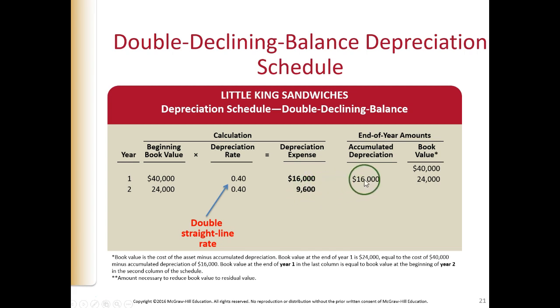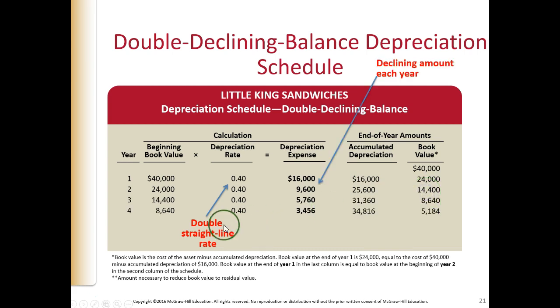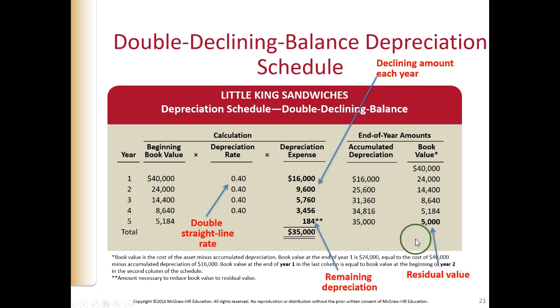Take the 9,600, add to last year's accumulated depreciation to get 25,600. And the book value now is 40,000 minus 25,600 to get 14,400. Year 3, same thing. 14,400 drops in here, times 0.4. Here's the expense, increase accumulated depreciation, and you keep going.